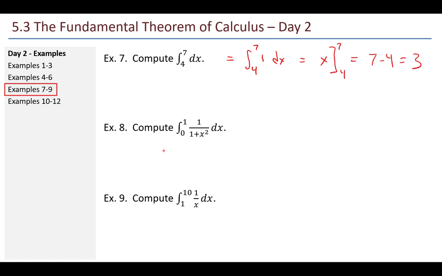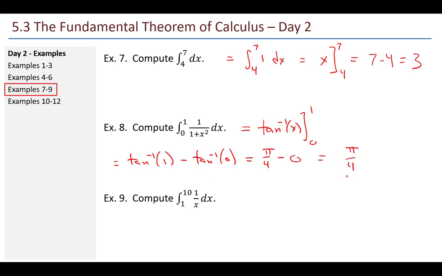Example 8. Now, this function, does that look a little familiar, that integrand? You have seen it before, and its antiderivative is tan inverse of x. So let's take tan inverse and evaluate at 1 and 0. So I plug in a 1, tan inverse of 1 minus tan inverse of 0. And tan inverse of 1, well, what is the angle that gives us a tangent of 1? That's just an angle of pi over 4. And tan inverse of 0 is 0. So there's our answer, pi over 4.